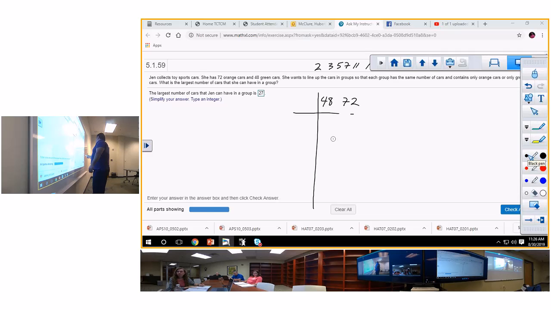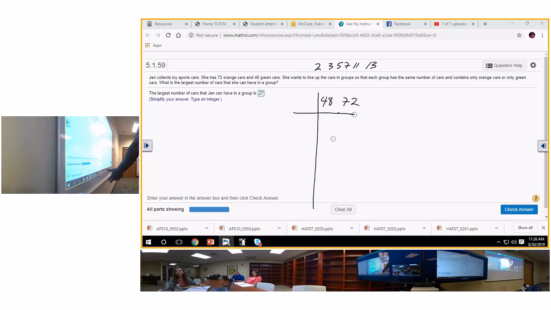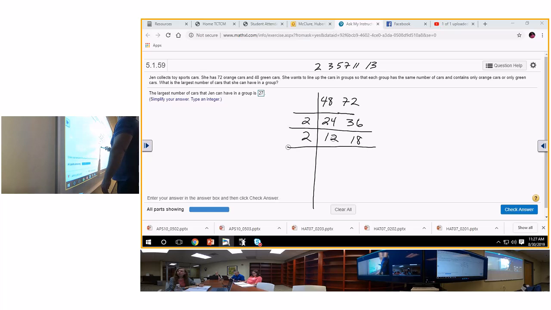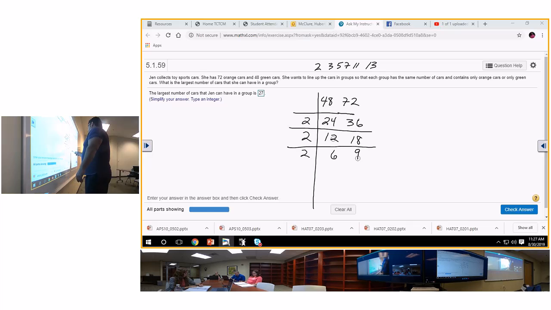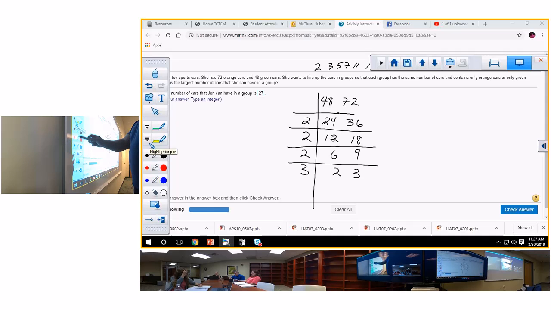This is the first question that was sent to me. I don't think this was yours. Okay, so what will go into 48 and 72? 2. So that'll be a 24 and a 36. 2, 12, 18. 2, 6, 9. 3, 2, and 3. And at that point, the real math stops.